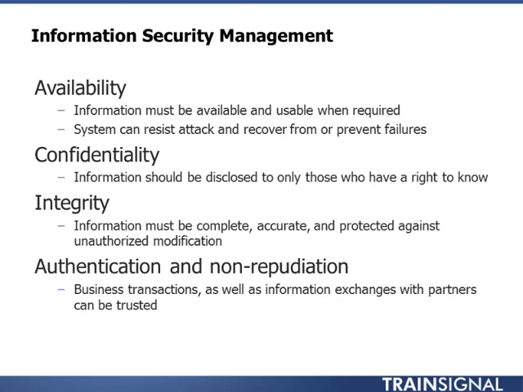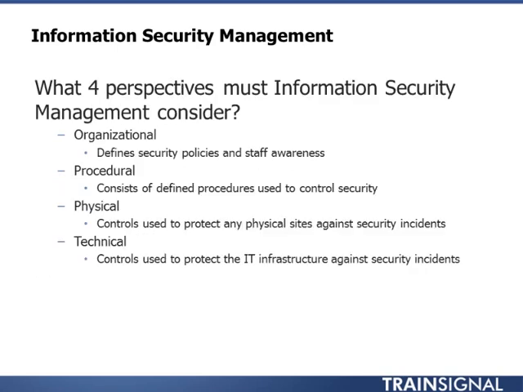Authentication and non-repudiation means that business transactions as well as information exchanges with partners or suppliers can be trusted. There are 4 perspectives that information security considers. They are organizational, that defines security policies and staff awareness. They are procedural, that consists of the procedures used to control security. Physical security involves access to the site and protects against security incidents of unauthorized personnel. And technical are the controls used to protect the IT infrastructure against security incidents. These are things like firewalls and firewall rules.